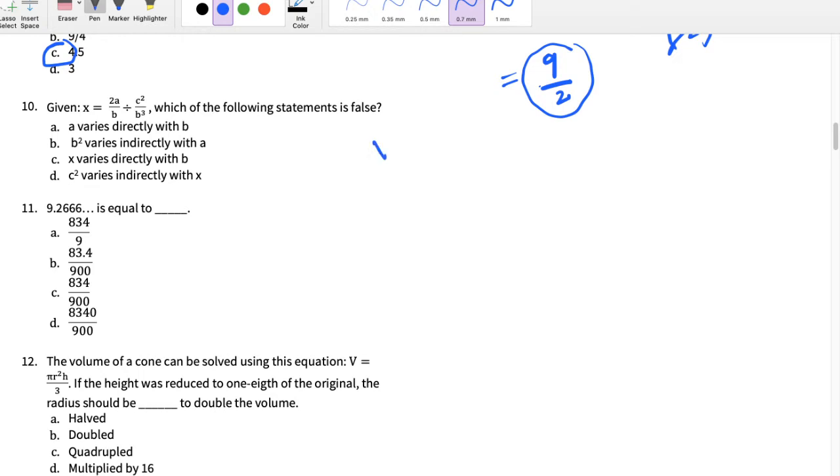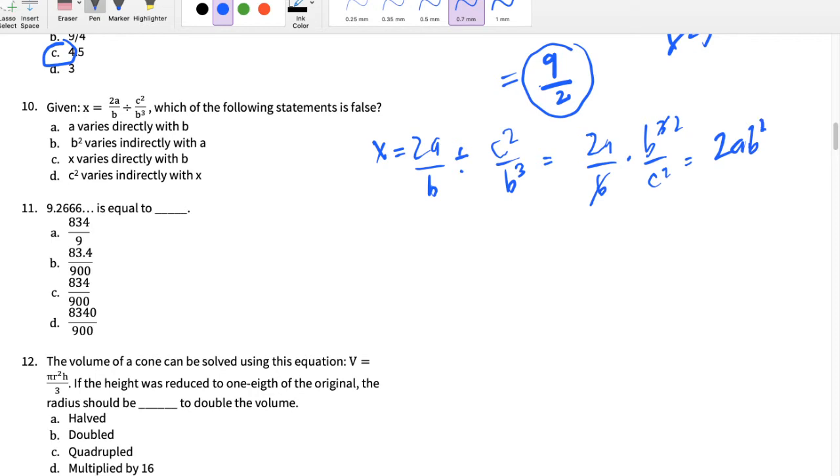Given that x is equal to 2a times b divided by c squared over b cubed, this is equal to 2a over b times b cubed over c squared. Okay, cancel this one. 2 ang matitira dito. 2ab squared over c squared. Okay, now let's check. Which of the following statements is false? A varies directly with b. Okay, as you can notice, magkatabi sila. Ganito yan guys. Pag nasa the same side, lagyan natin ng equal x.